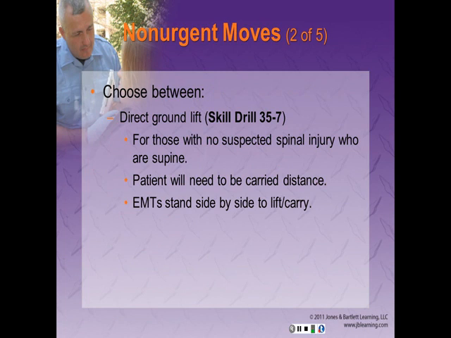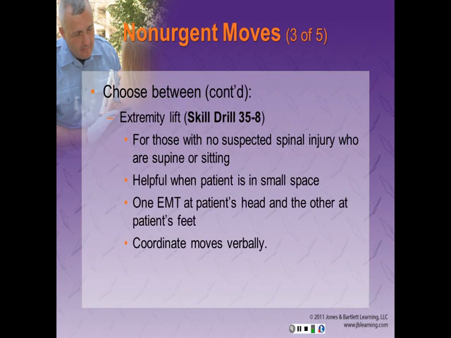Direct ground lift, for one. We're going to talk about this first. Skill Drill 35-7. It's used for patients with no suspected spinal injury who are found supine on the ground. We use the direct ground lift when the patient will need to be carried a distance to the stretcher. EMTs stand side by side to lift and carry the patient. Ideally, we should use 3 EMTs, but it can be done with 2.